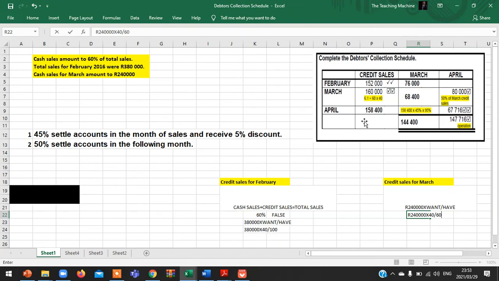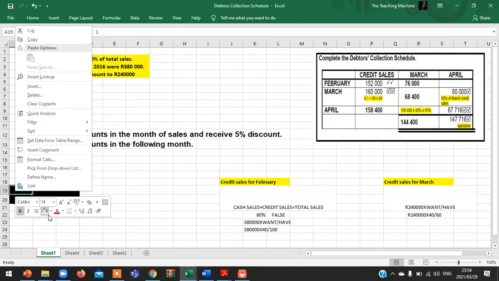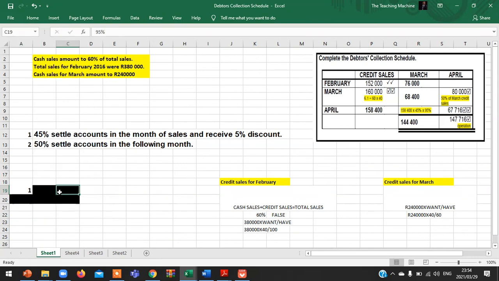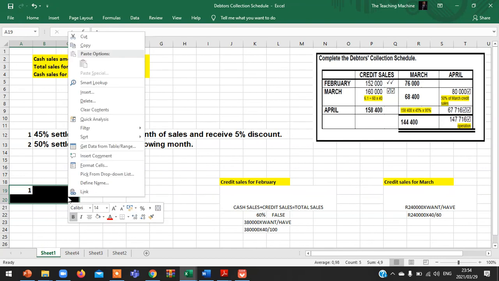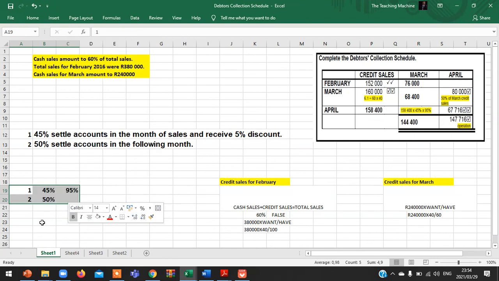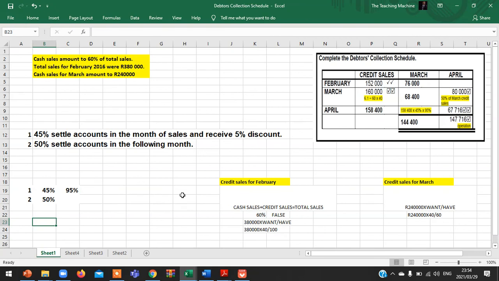Okay. And then these credit sales for April were given. Now, how did they get 76,000? From February to March, it's 2 months. And then your 2, let me unhide this one. Sorry. Your 2 says collect 50%. So what is 50% of 152? It's 76,000. All right. And then from February to April, it's definitely 3 months.